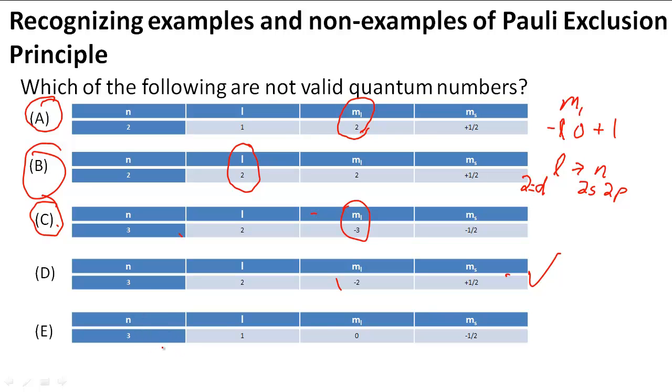Here we have N as 3. This is 1. That's totally possible. This is 0. Definitely possible. And negative 1/2. So that is a valid quantum number. So those are not the answers we're looking for. A, B, C don't have valid quantum numbers, and those are the answers we're looking for.